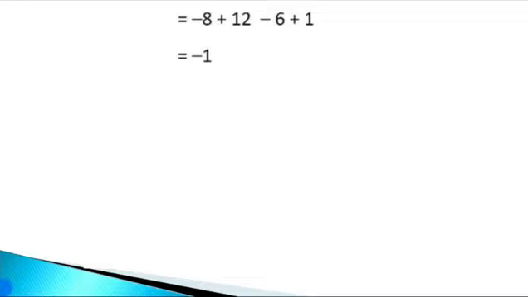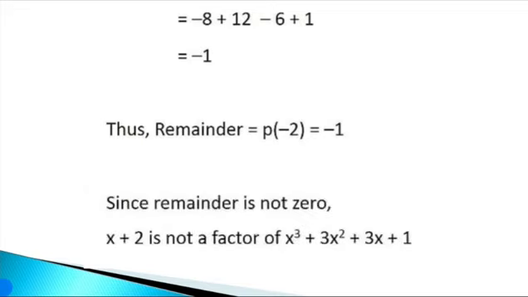minus 8 plus 12. 3 into 4 we get plus 12, minus 6 plus 1. So children, here minus 8 minus 6 gives minus 14 and plus 12 plus 1 gives plus 13. So minus 14 plus 13 we get the answer minus 1. So the remainder p of minus 2 is minus 1. Since remainder is not 0, hence x plus 2 is not a factor of x cube plus 3x square plus 3x plus 1. So this is the solution for sub question 2 in the problem 2.